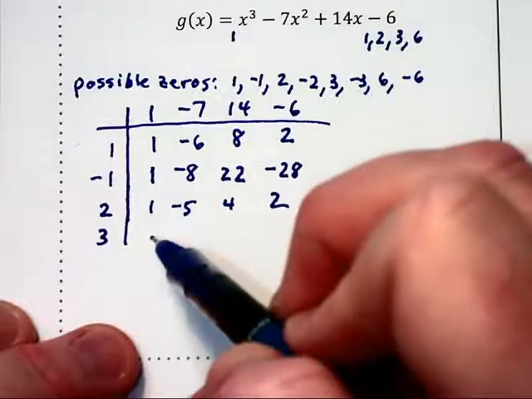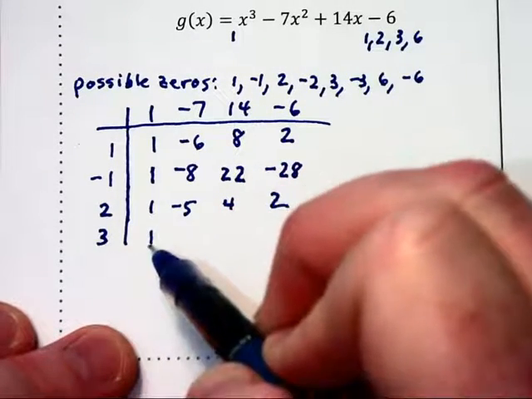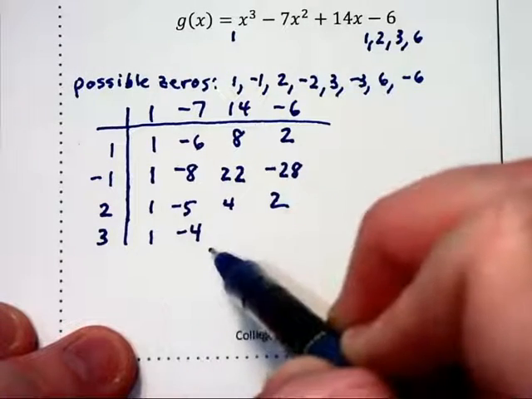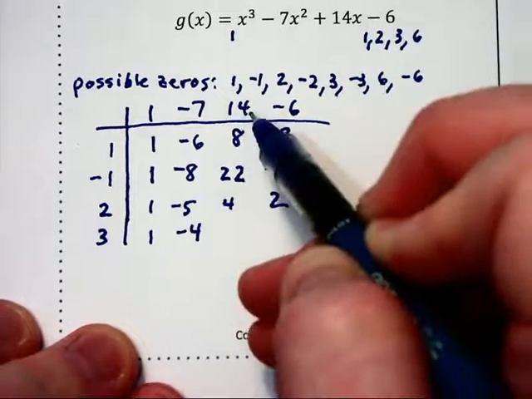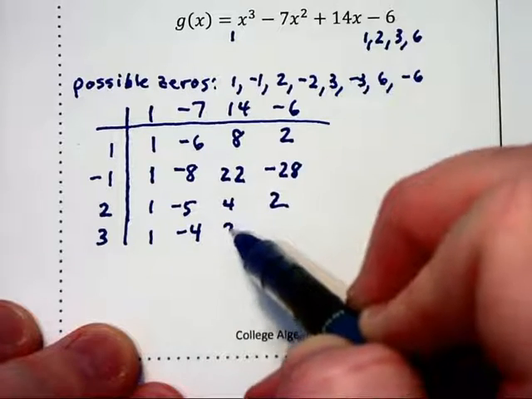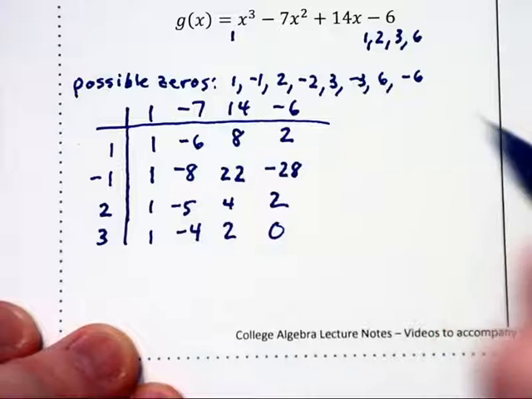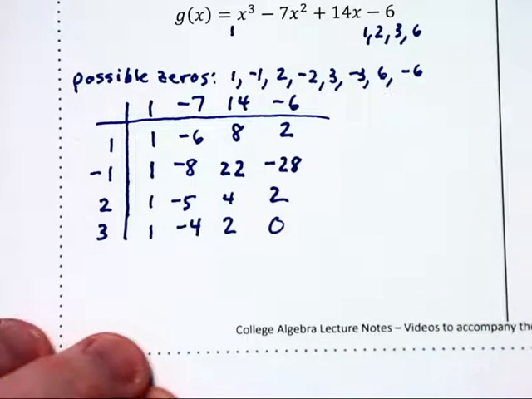Let's try 3. Bring down the 1. 3 times 1 is 3, minus that 7 is negative 4. 3 times that negative 4 is negative 12, plus that 14 there is 2. 3 times 2 is 6, minus 6 is 0. Ding, ding, ding, we've got a winner. What does that tell us?